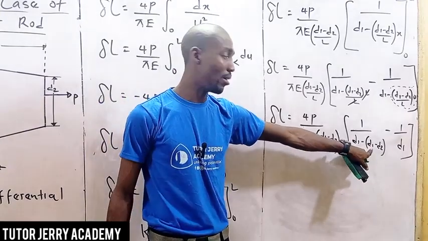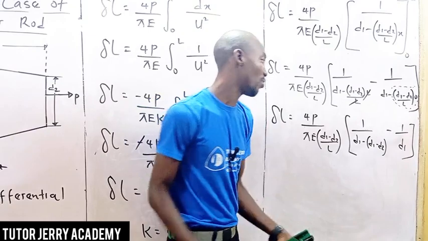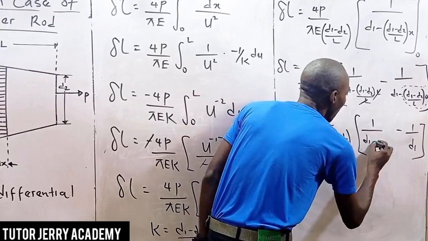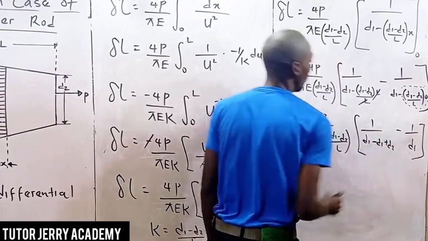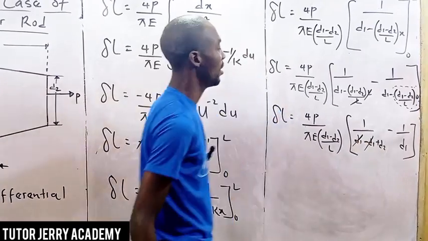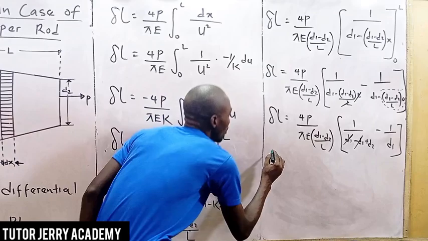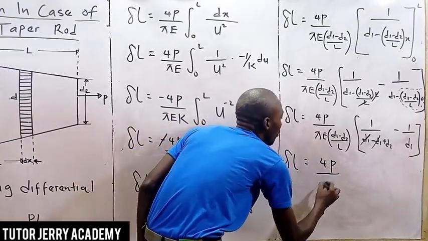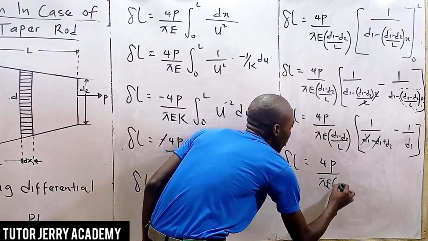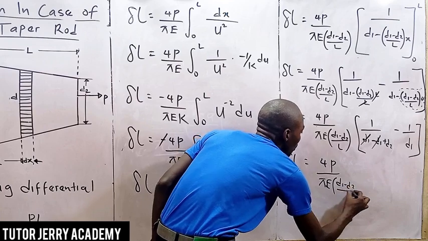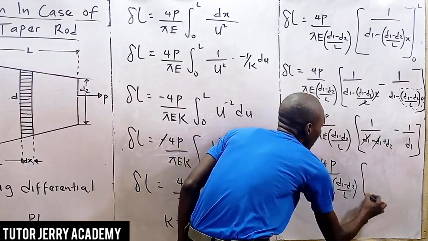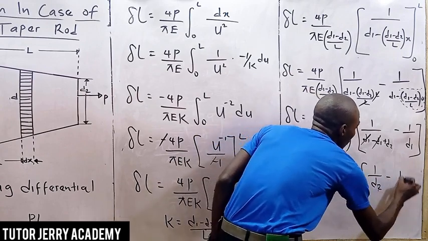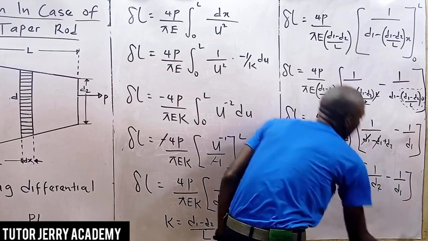Minus times D1 is minus D1. Then minus times this is plus. So we are going to have this to be minus D1 plus D2. Then you observe that this will cancel out this. Then we'll be left with 4P all over pi E into D1 minus D2 all over L into 1 all over D2 minus 1 all over D1. All right.